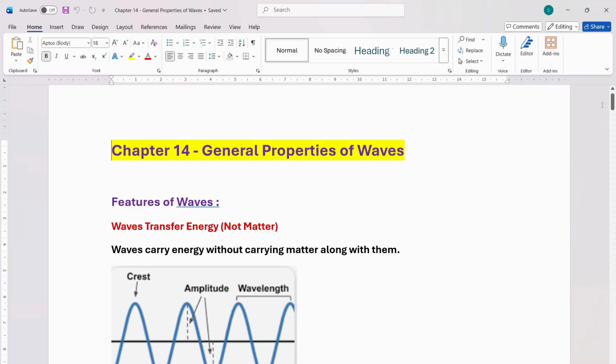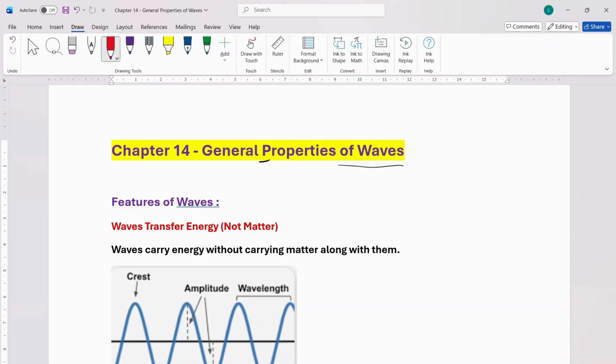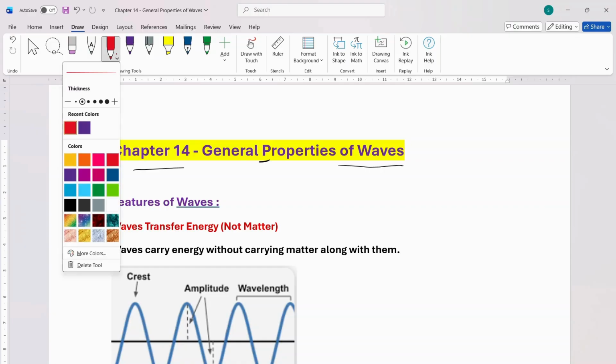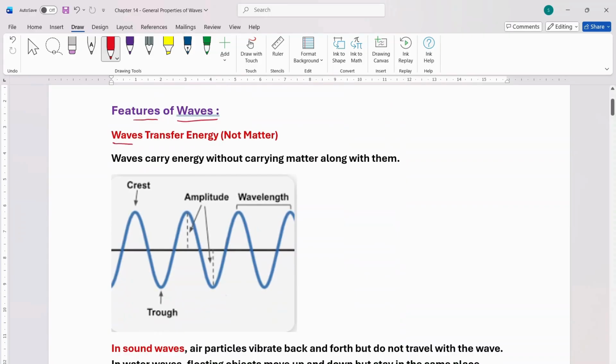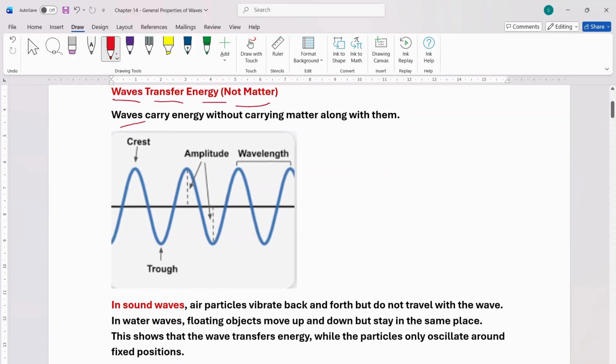Let's start chapter number 14, General Properties of Waves. Features of waves: waves transfer energy, not matter. Waves carry energy without carrying matter along with them.